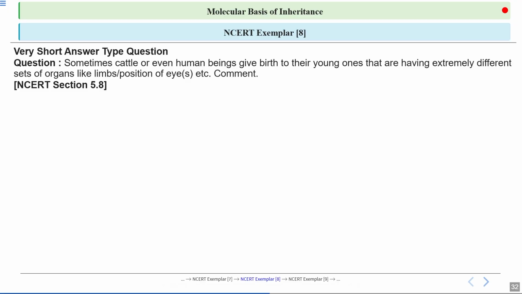If there is disruption of this gene expression, then you can see the consequences. The young ones can have extremely different sets of organs. Clear? So sometimes there can be mutations, or due to environment, this disruption can occur, which will disrupt the gene expression.